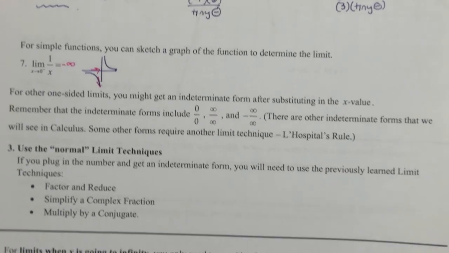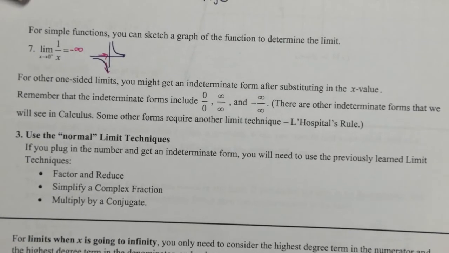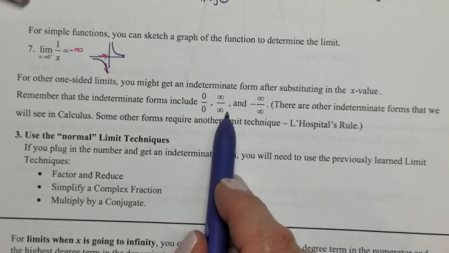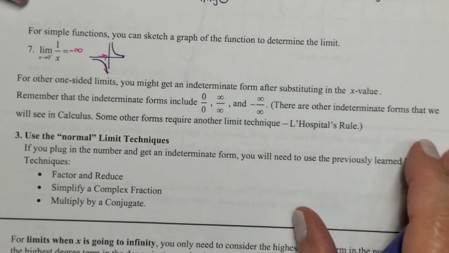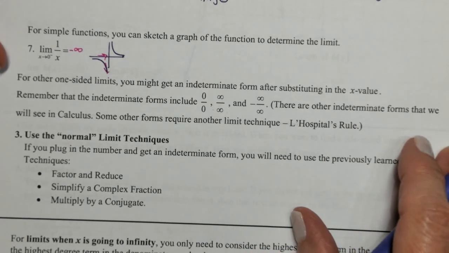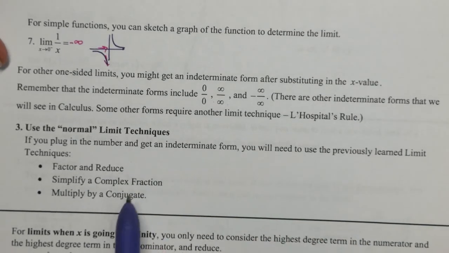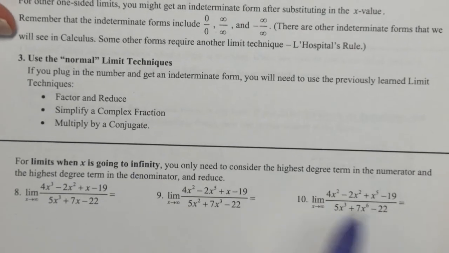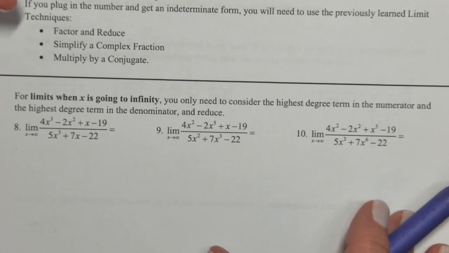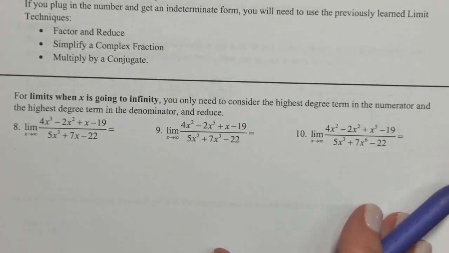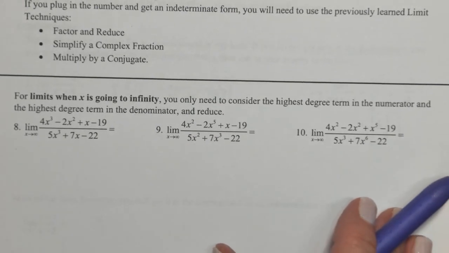It's very visual. And again, if you get an indeterminate form when you do a one-sided limit, you have to go and do the techniques that we have been looking at the last couple of days. Okay, factor and reduce, complex fraction, multiply by conjugate. All right. Also today we're going to take a look at limits when x is going to infinity.